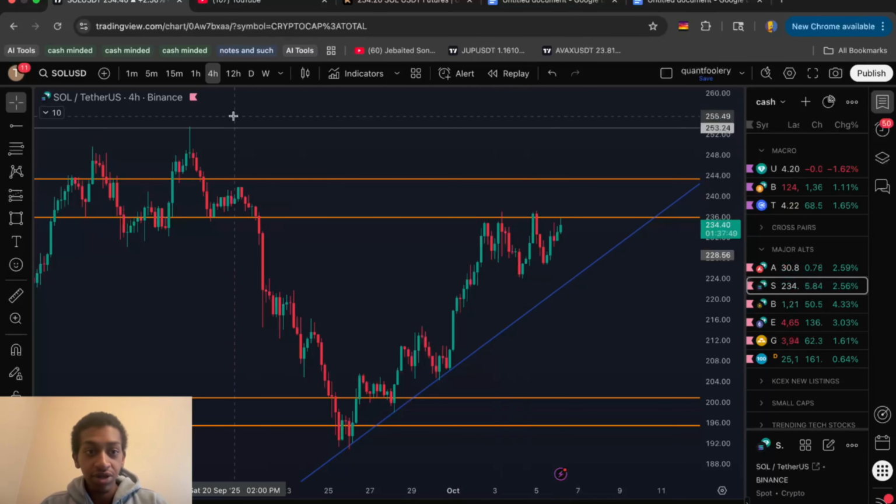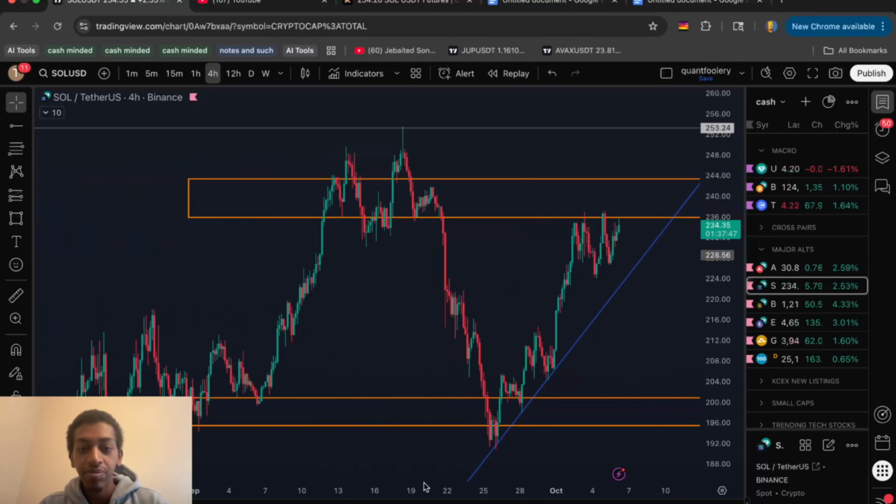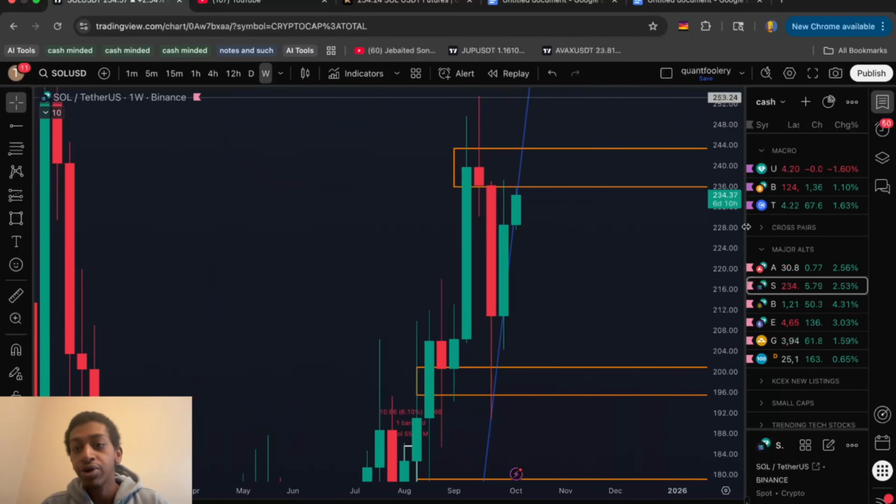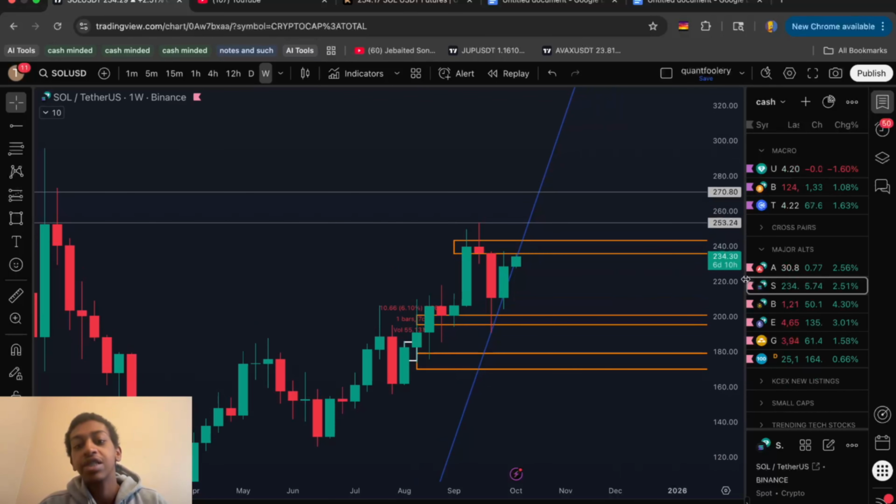Solana is forming this bullish flag on the 4-hour. Let me go to the weekly for Solana, because that's also a big conviction point. The weekly swing candle looks the exact same as TOTAL, guys. Weekly swing candle as well, right at resistance right here. We have this liquidity to snatch at 255.